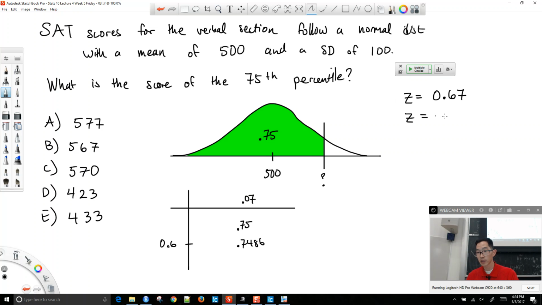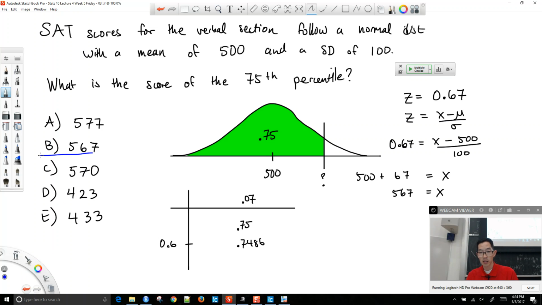So using z is equal to x minus mu over sigma, I have 0.67 is equal to x minus the mean of 500 divided by 100. Solving for x, I get 500 plus 67, 567. This is my score for x. And there we go. Yay. Okay, and it looks like most of you guys got that. So here we are for the percentile problems. Where you're given an area, you look up the area in the z table, and then you go from the z back to a score or measurement.